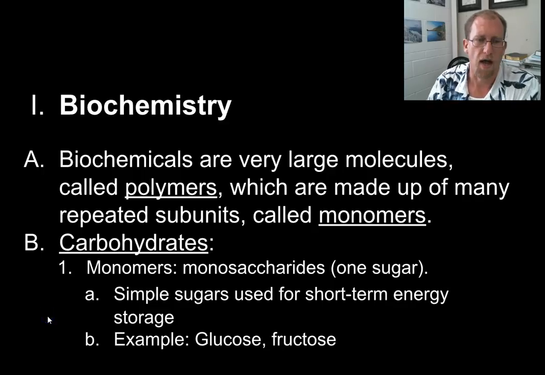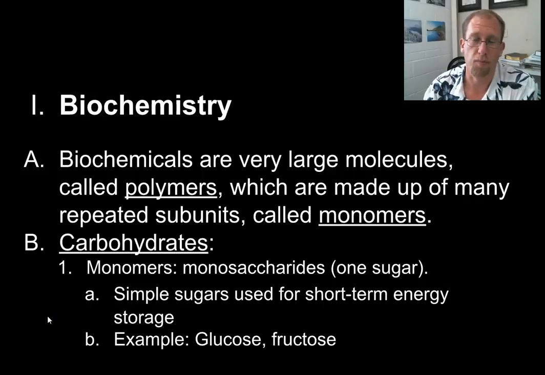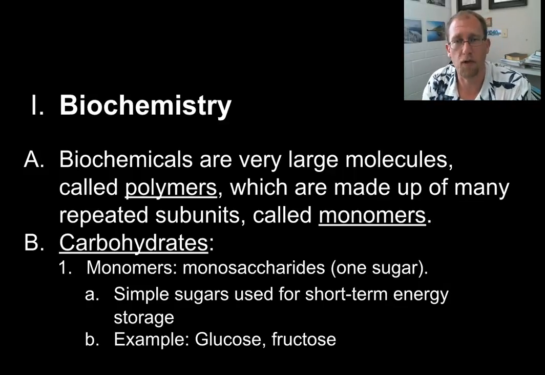Here we go. Biochemicals, the chemicals of life, are called polymers. All of them are. They're all big, long, huge molecules, and they're made up of smaller repeating units called monomers. And so in all of the examples we're going to show you today, there are smaller molecules, not all of them small to begin with, but smaller molecules that can be strung together to make very large molecules, okay? That process is called polymerization. I'll show you an example of that in a minute.